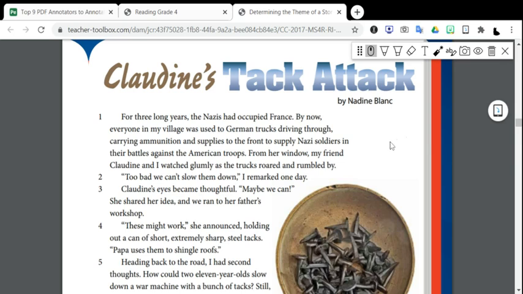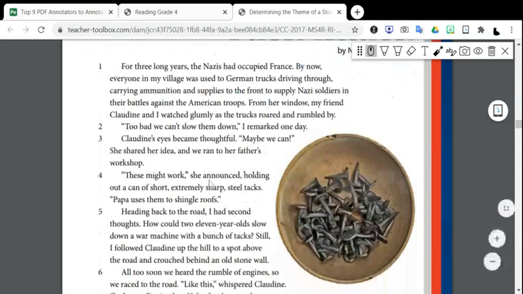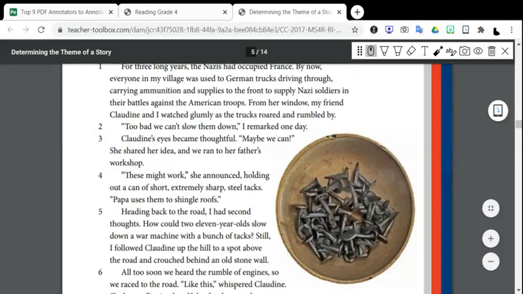Claudine's Tack Attack. Now, this story takes place in France during World War II. It is two young girls trying to keep the Nazis from taking over their country. Claudine's Tack Attack by Nadine Blanc. Now, what we're going to do is we're going to read, we're going to identify the problem, and we're going to examine how the girls in the story attempt to solve their problem.